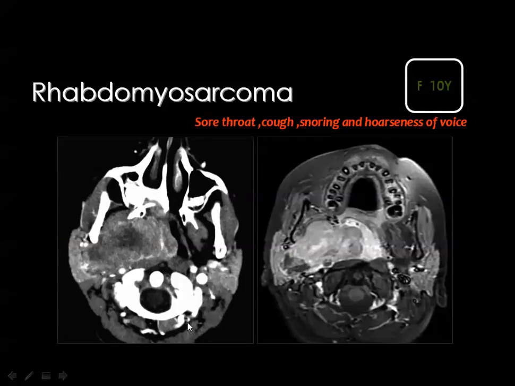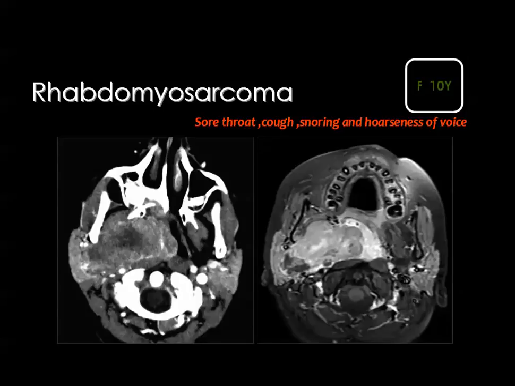Another case of rhabdomyosarcoma in a female patient, 10 years old. You see, this is a very big mass infiltrating the pharynx on the right side, and it has also invaded the parotid gland, and you can see that there is a fat anterior to the mass. Then you know that this lesion is arising from the wall of the pharynx, particularly the nasopharynx. Then the patient is young, and you are in the differential diagnosis between lymphoma and rhabdomyosarcoma.